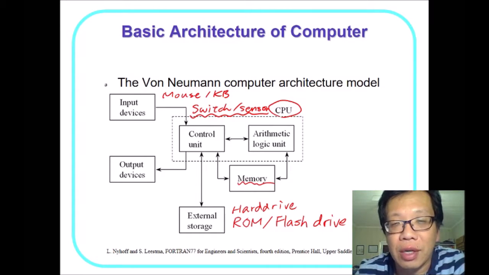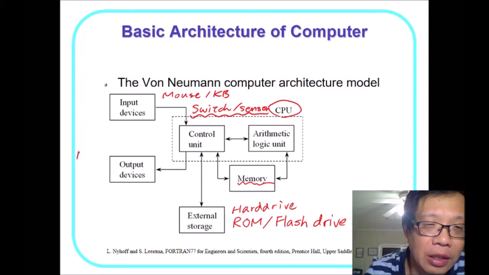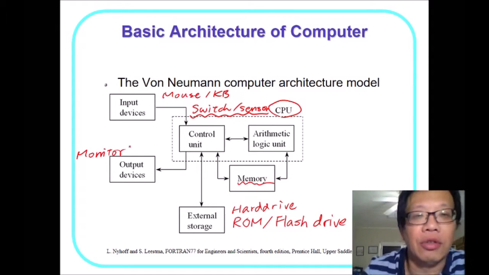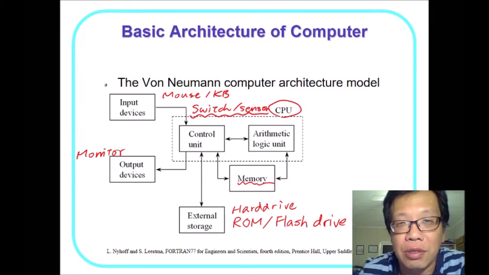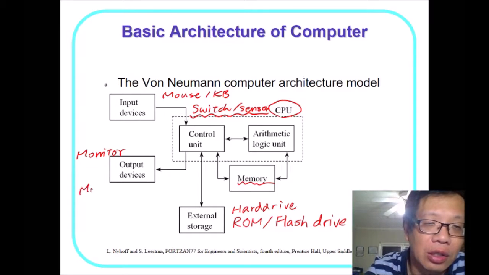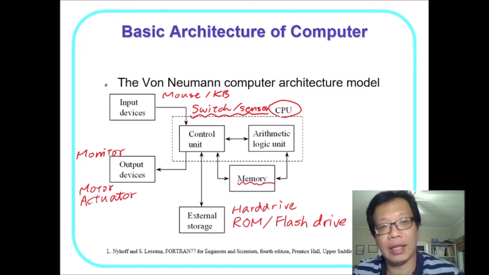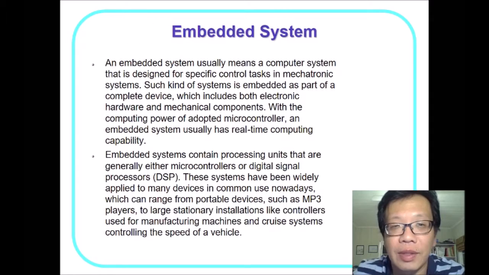So if this is a computer, normally we are going to have a monitor so that you know what's going on in the system. But if we are dealing with a microprocessor, typically we're going to have a motor or actuator so that we know how to control the external environment.